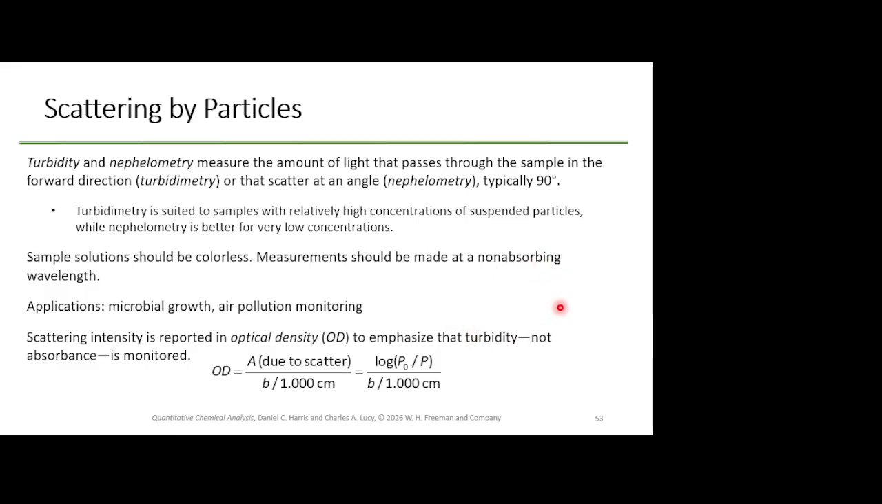And so the scattering intensity is reported in optical density, which is OD. And this is going to emphasize the turbidity, not the absorbance that is being monitored here. So this is the absorbance due to scattering, not the absorbance due to actually absorbing, because of the epsilon, right? And this right here is going to be your path length divided by 1 centimeter. This is if you want to solve it down, so you can use your light beams as your measurement here instead of absorbance. Same thing as you used to.